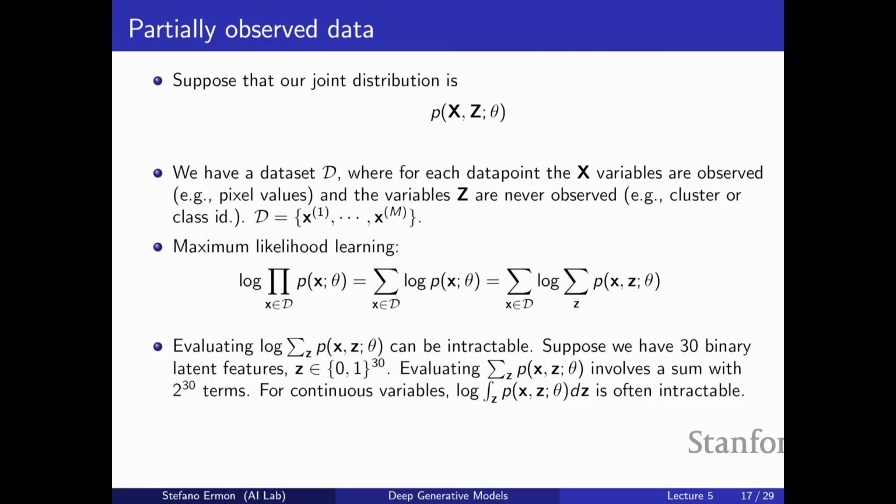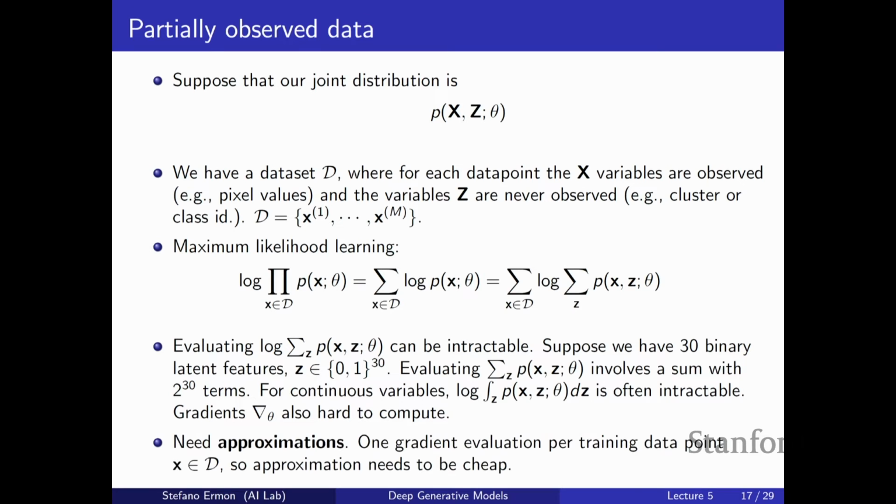And for continuous variables, you have an integral instead, which again is tricky to evaluate. And if you are hoping that maybe we only need gradients, because at the end of the day we just care about optimizing, gradients are also expensive to compute. So trying to do gradient ascent on that quantity is not feasible directly. So we need some kind of approximation, and it has to be very cheap, because you need to be able to go over the data set many times, and evaluate the gradient for every data point, possibly many times. So this approximation has to be very cheap.